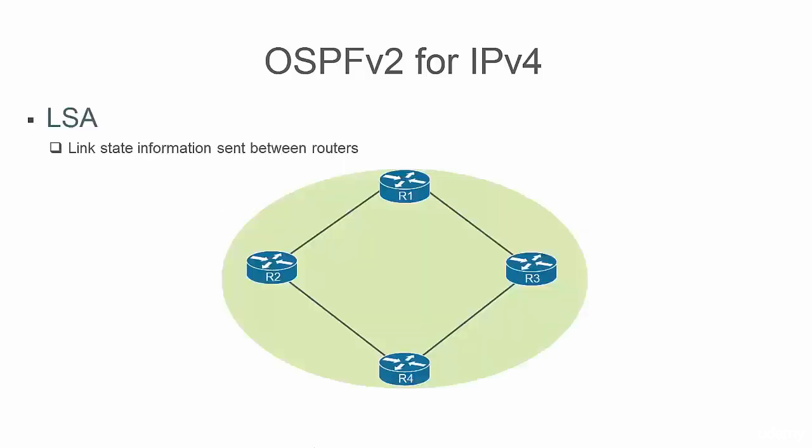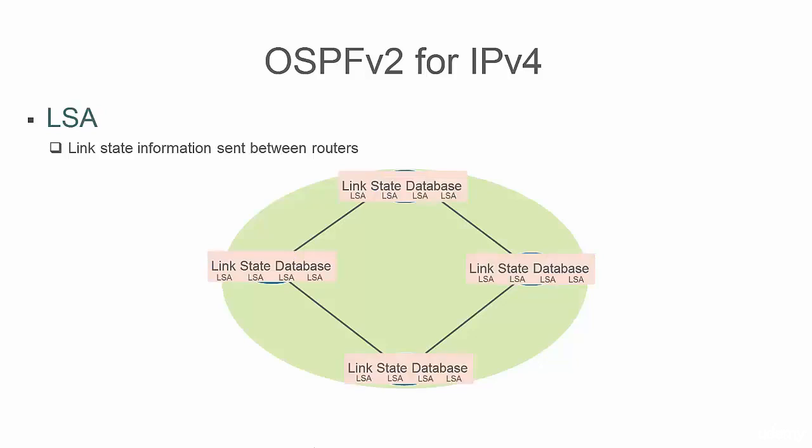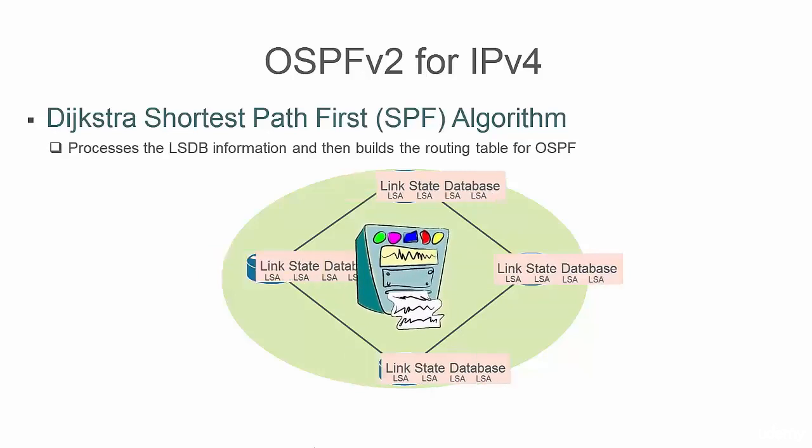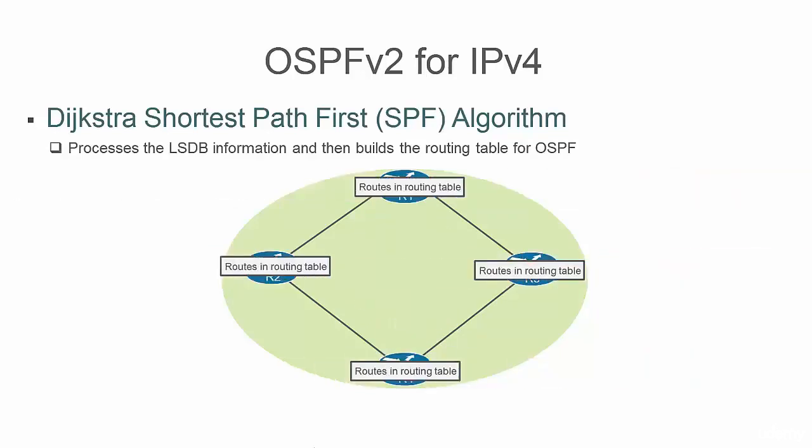To build an OSPF topology, link state advertisements are sent between the OSPF routers to build link state databases. Once the link state database is filled with routing information, then the Dijkstra SPF algorithm is used to process the link state database information to build the routing table. Once the SPF algorithm runs, then the link state database information can become routes in the routing table.